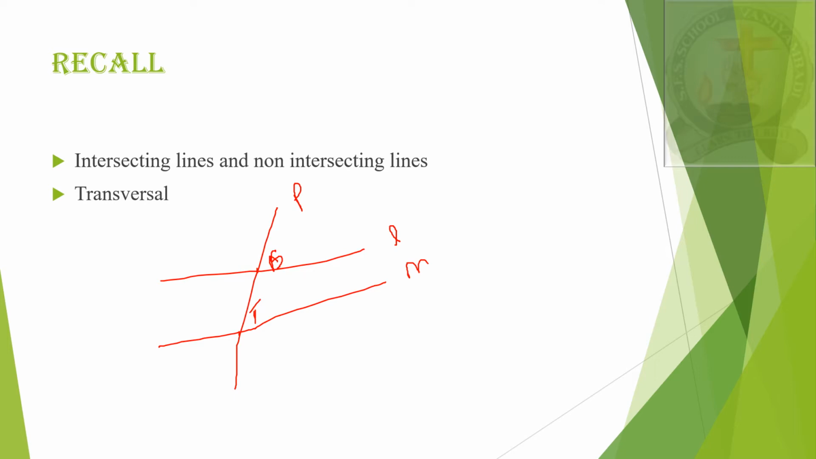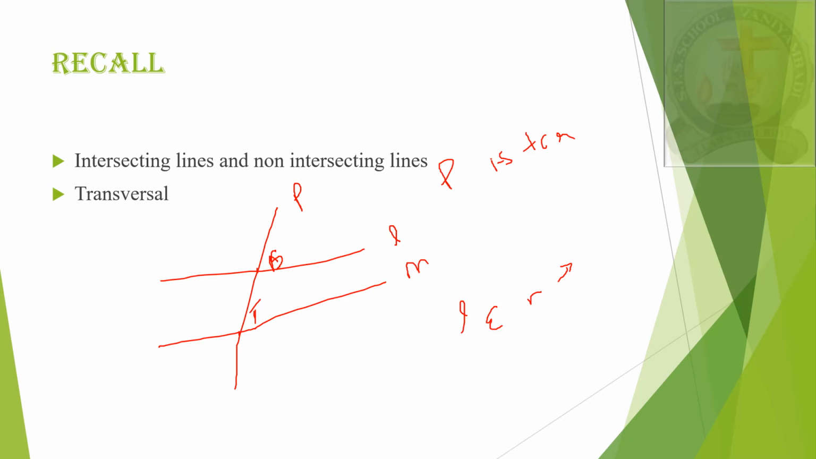Now the line P meets the lines L and M, the other two lines, at only one point each. Now the line P is called the transversal. It's called the transversal line, children. So you can ask a question.